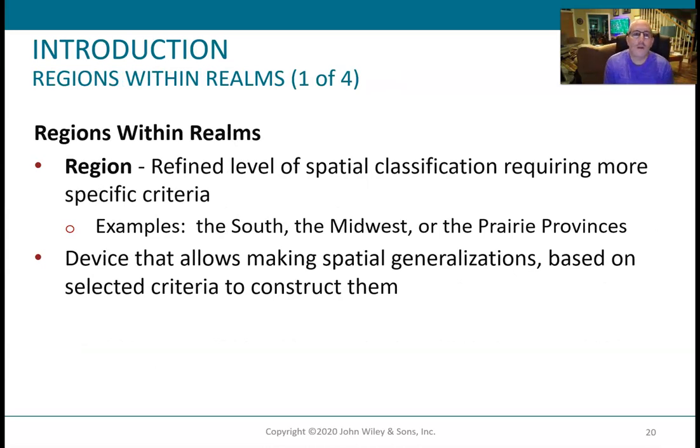Now remember, a realm is different than a region. A region is a more tightly confined area within a realm. And for simplicity's sake, I'm just going to use the United States, and probably most of you have heard this, you've got the South, the Midwest, the Prairie, the Pacific Coast, the East Coast, the Northeast. Those are our regions within the United States. And those regions are differentiated on different types of criteria. A little bit of climate, mostly culture.